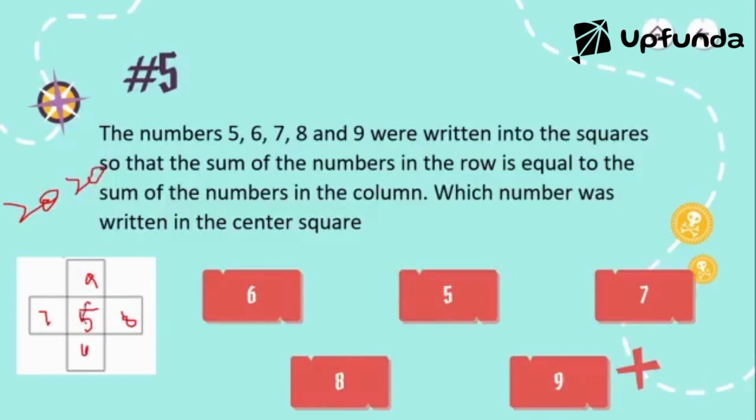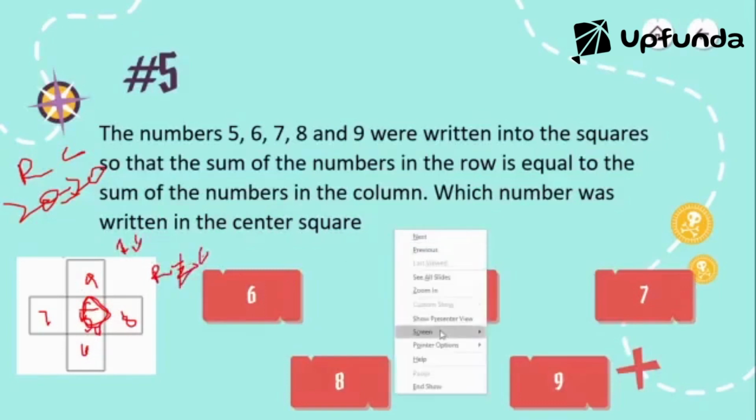So in the center we have 5, adding up: 5 plus 9 is 14, 14 plus 6 is 20, 5 plus 8 is 13, 13 plus 7 is 20. So the rows and the columns are equal when 5 is in the middle. If we put 6 or something else, we will get an increase or decrease, and we don't get the row similar to the column. So 5 is the answer.